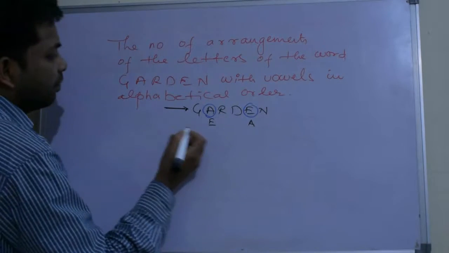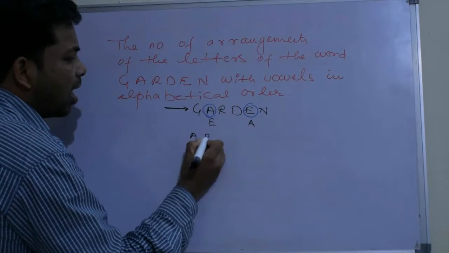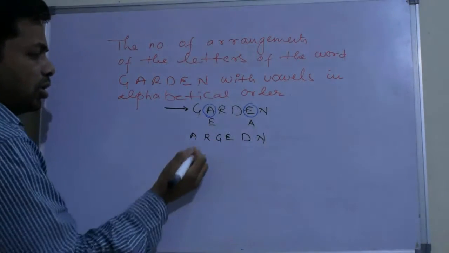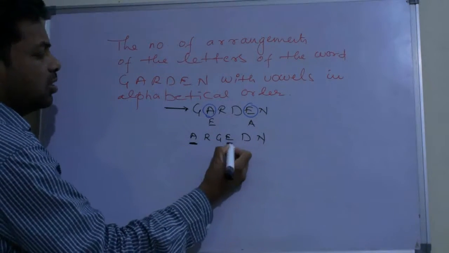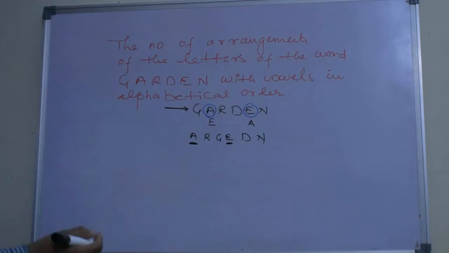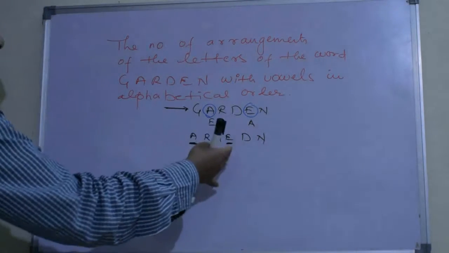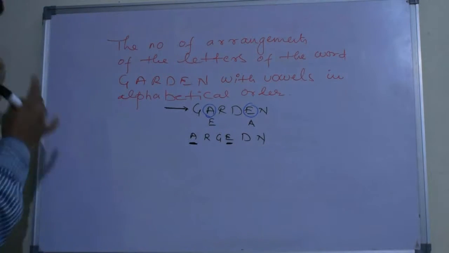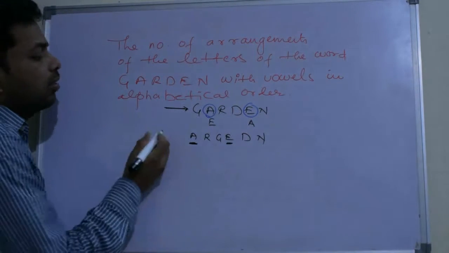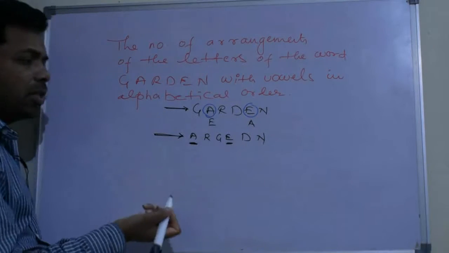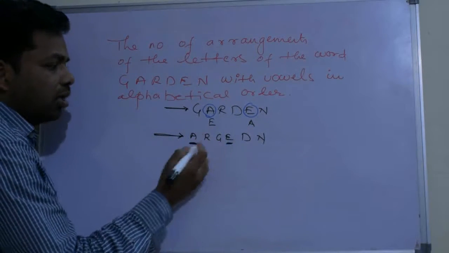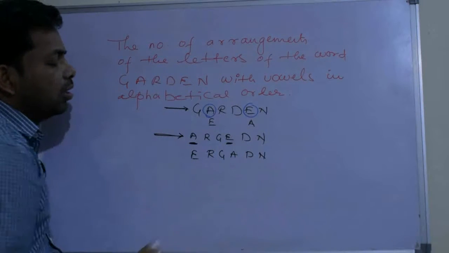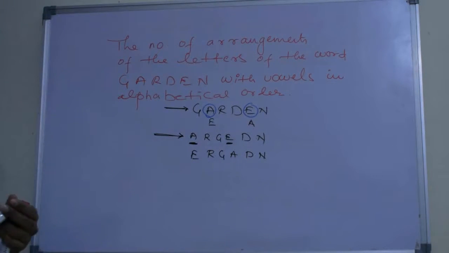So, for example, if I take one more, A, R, G, E, D, N. Here you see, A is in the first place, E is in a later place. The position of E is after A. Therefore, it is also in alphabetical order. For this word, how many possibilities? Keeping in mind AE, one more possibility is E, R, G, A, D, N.